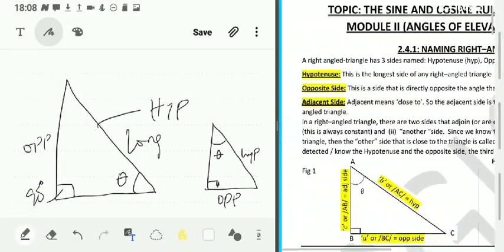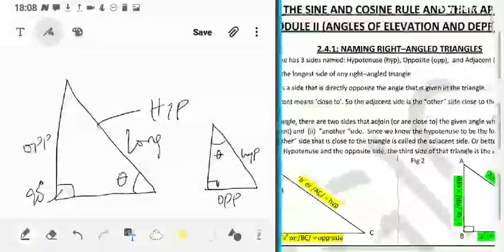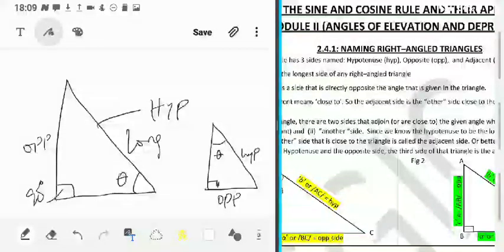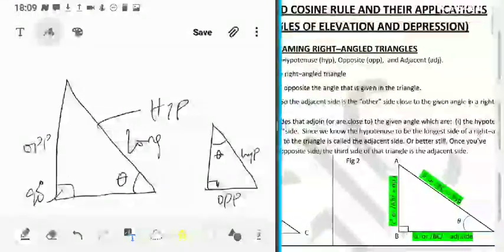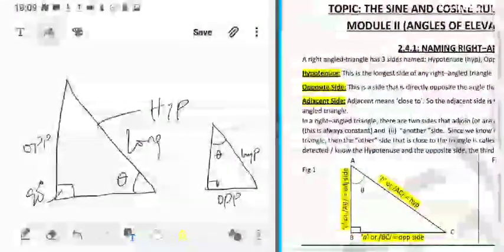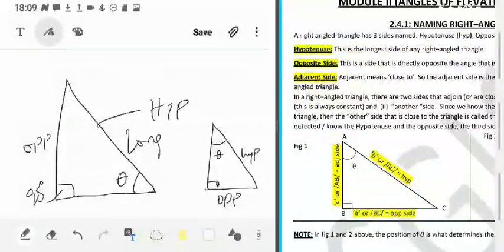Then the adjacent side. The adjacent means close to. You should first of all understand the meaning of adjacent. Adjacent means something that is close to, close by, a joint. So the adjacent side is the other side that is close to the given angle in a right angle triangle. The explanations are already in the notes. Just read the PDF file and you will understand better. But let me just explain what I mean by the other side.